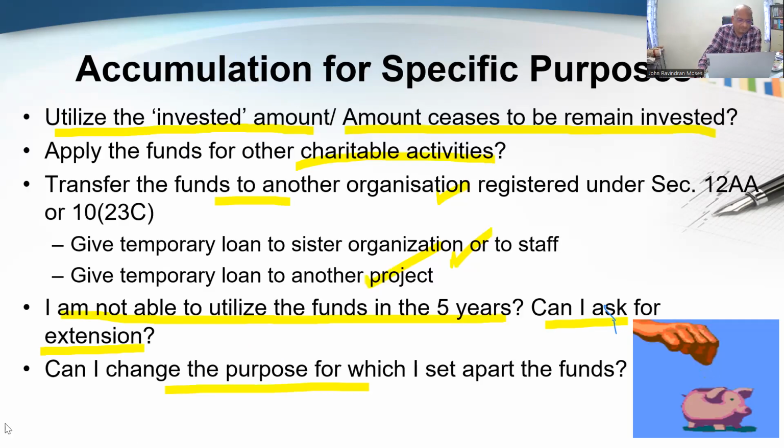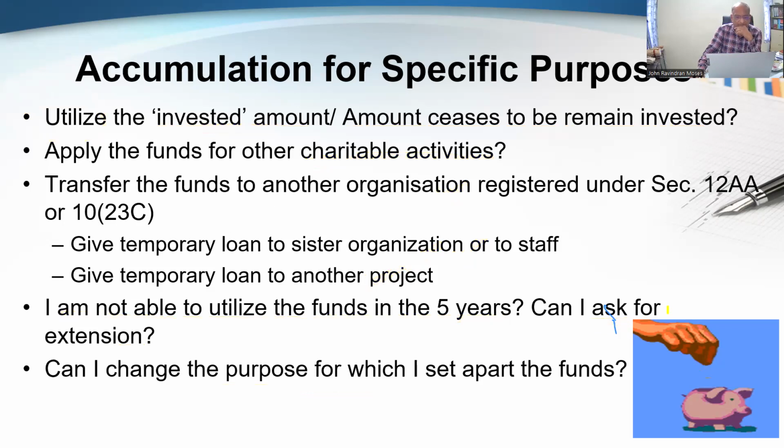And any violation of this will be treated as income. The moment it is not invested, or it is used for some other purpose, or given for some other charitable purposes, you give it to another organization, you give a loan to somebody, you have not used it within the period. Supposing you say it is 5 years, you have not used it within 5 years, then it becomes income in the year in which the failure happens.